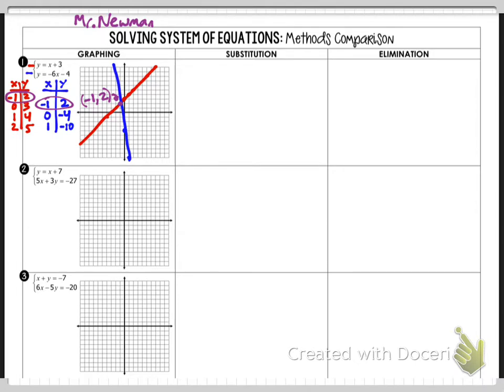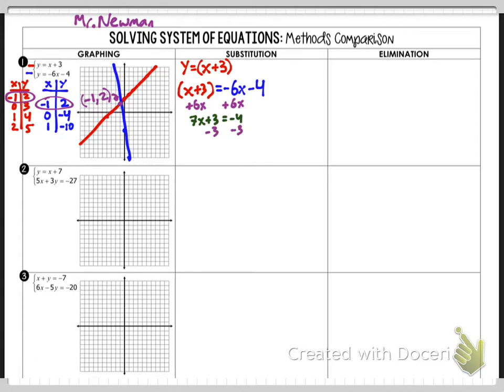Now let's see if we can get the same thing doing substitution and elimination. For substitution, you could substitute either way. I'm going to put parentheses around x plus 3 because that's equal to y, and I'm going to substitute that in for y on the left side of the second equation. When I do that, now we just need to solve for x. So I'm going to move the x's all to one side. That's add 6x to both sides. We get 7x plus 3 is negative 4.